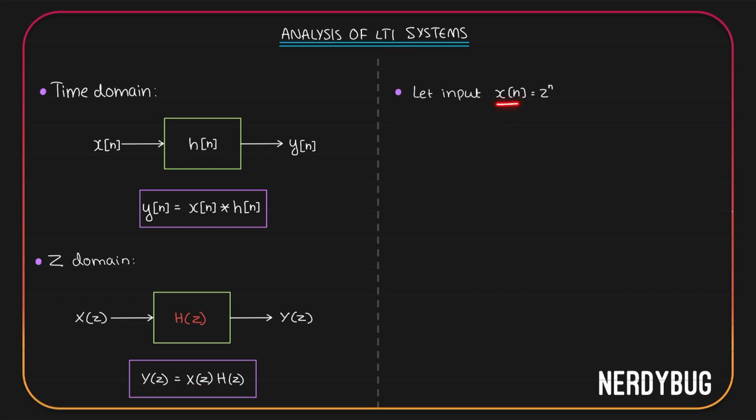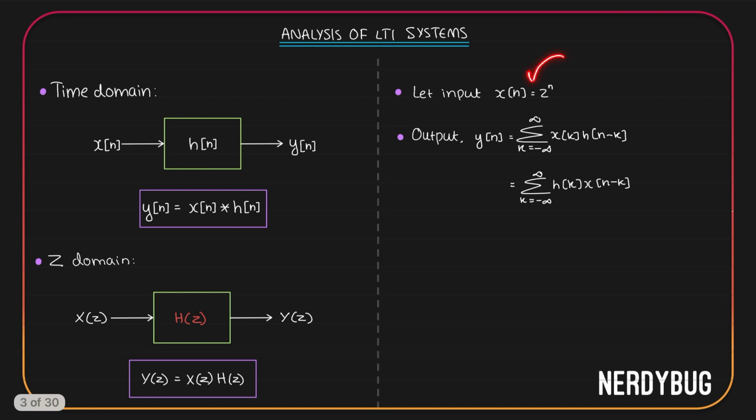Let us take the input x of n to be equal to z raised to n. Then the output y of n is going to be the convolution of h of n and x of n. So it will be summation from k equals minus infinity to infinity, x of k, h of n minus k. But we know order doesn't matter in convolution, so we can also write summation from k equals minus infinity to infinity, h of k, x of n minus k.